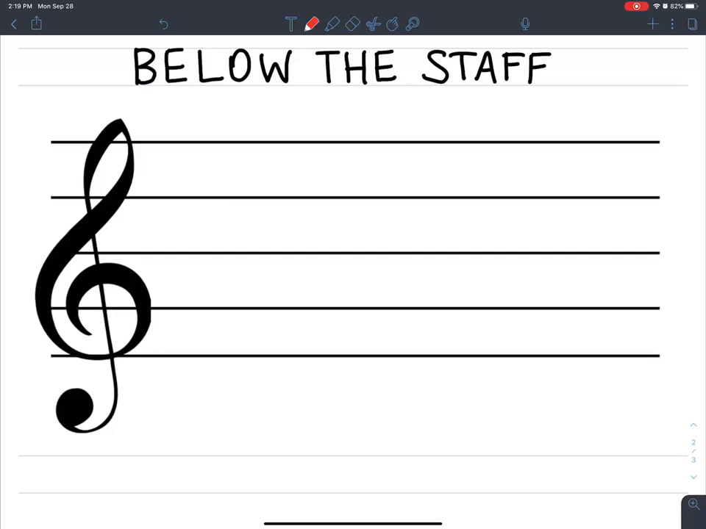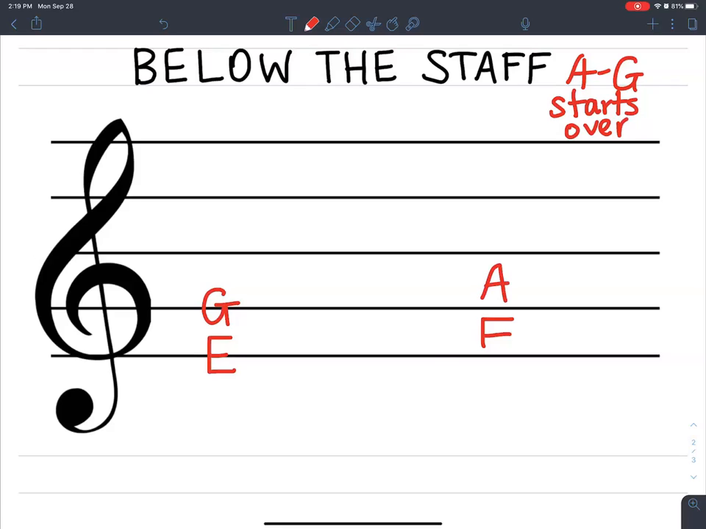All right, let's start with our lines. Let's do this. We've got, at the very bottom, we start with E. Okay, then we move on up. After E, we have F. After F, we have G. And then, remember, the musical alphabet goes from A to G. And then does what? Starts over. So then we move on back to A. After A, we just go normal alphabet. B, C, D, E, and F.